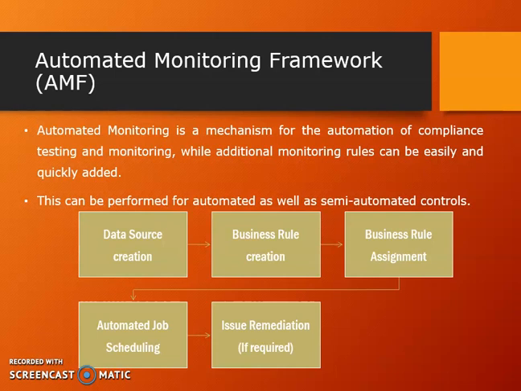So today we are going to cover the automated monitoring framework. We can also say that it's a CCM, that is continuous control monitoring. When we are talking about automated monitoring, we are talking about the complete automation of the control testing. CCM is a mechanism for the automation of compliance testing and monitoring, while additional monitoring rules can be easily and quickly added. So, what do I mean by the complete automation of the control testing? It means that no manual intervention is required.